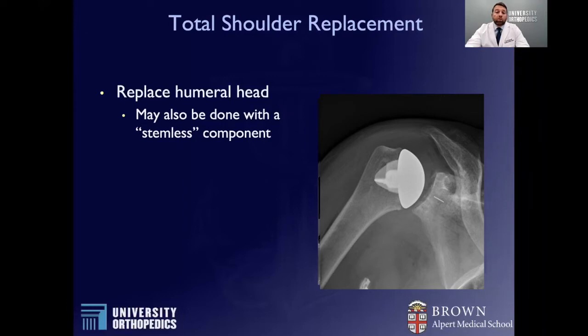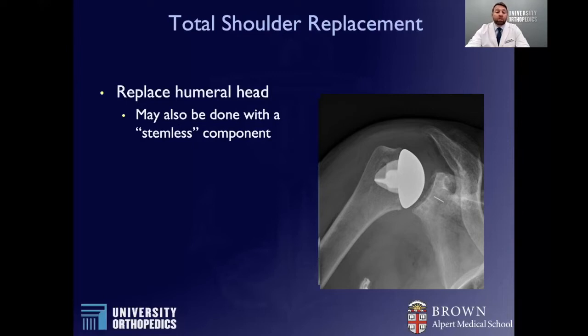We can also do what's called a stemless component. So this is some newer technology that we're using where we don't have to have a long stem that goes down the center of the bone. We just use right here, like we see, a very short stemless component. So if you need to have this redone at some point in the future, it's a lot easier to take out, and it gives us better options if you do need to have a revision in the future.